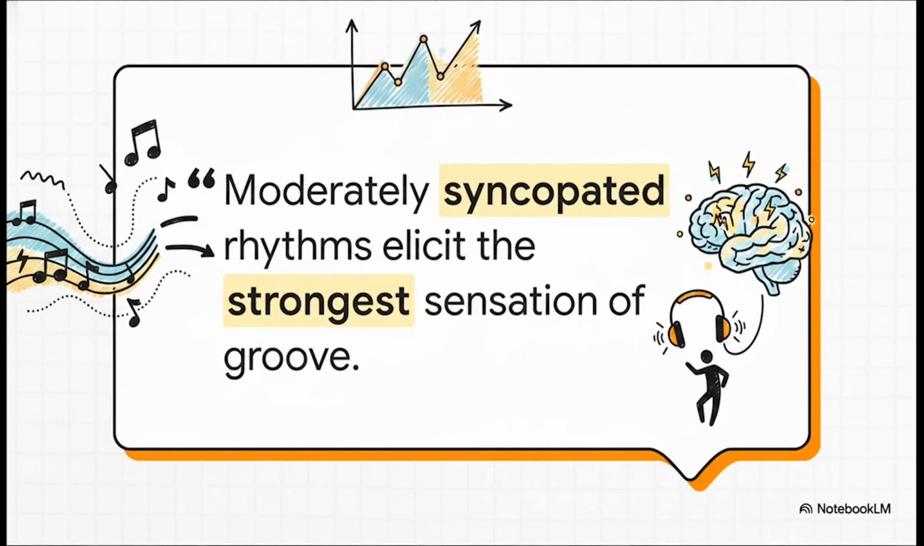So here's where the magic happens. The pleasure we get from music comes from that little dance between what we hear and what our brain expects to hear. If a rhythm is too simple, it's boring. If it's totally chaotic, your brain just gives up. But these moderately syncopated rhythms, they hit the sweet spot. They mess with your expectations just enough to be surprising, and your brain gets this little reward, a little dopamine hit for successfully figuring it out. And that is the feeling of groove.